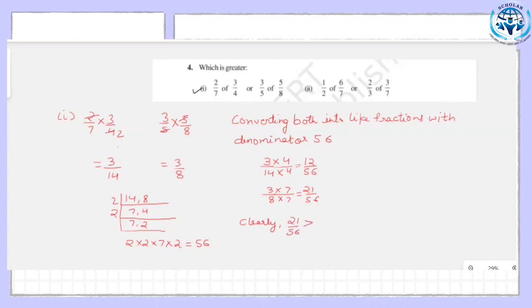Clearly, 21 by 56 is greater than 12 by 56. That means 3 by 8 is greater than 3 by 14. Also, if the denominator is more and numerator is same, the fraction with the greater denominator is smaller.